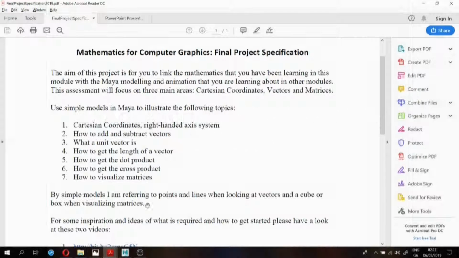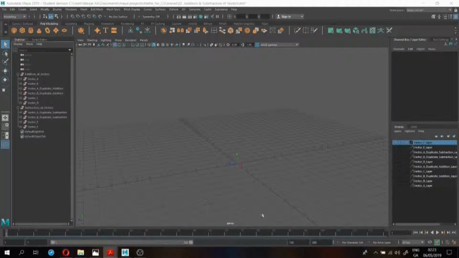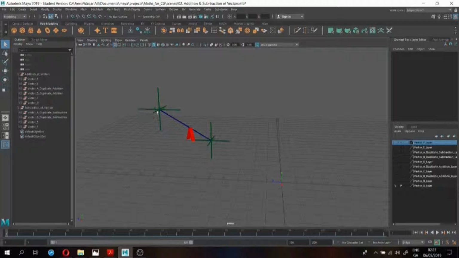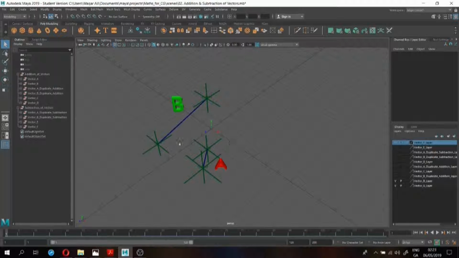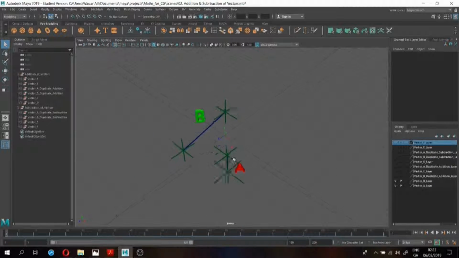The next thing is how to add and subtract vectors in Maya. So basically you will have two vectors, let's say vector A, which has a head and a tail, and vector B, which is going towards this direction, which has a head here and a tail. You can see the annotation here as well.